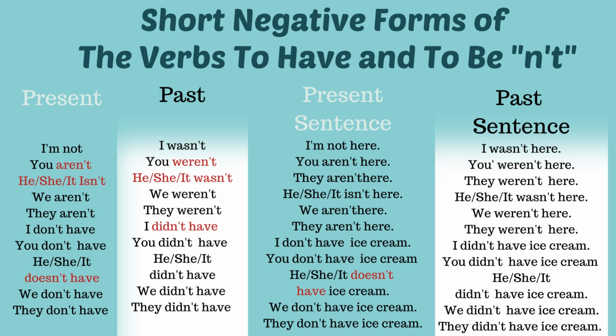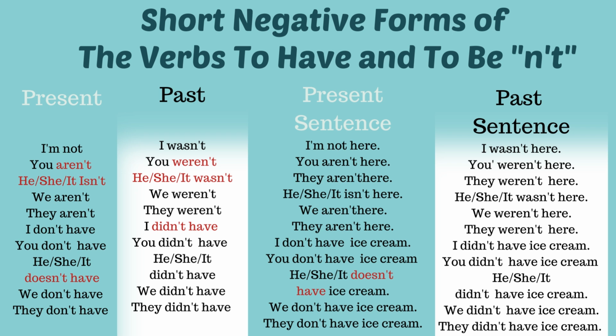I'm not. So the apostrophe here is apostrophe I, and instead of I am not, it becomes I'm not. The apostrophe takes the place of the A in am. So I'm not. You aren't. So instead of saying you are not, you say you aren't. He, she, it isn't. Instead of saying he, she, it is not, you say he, she, it isn't.